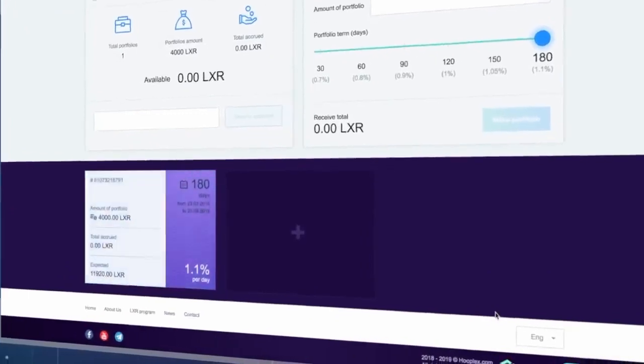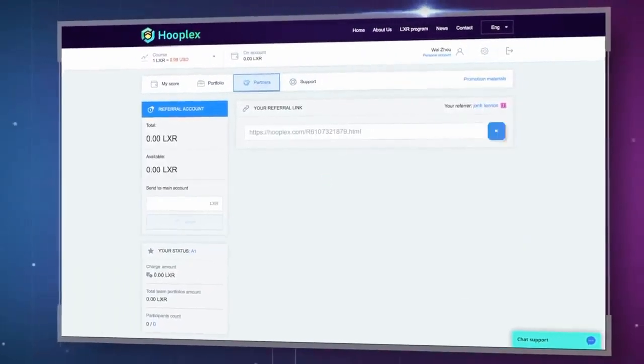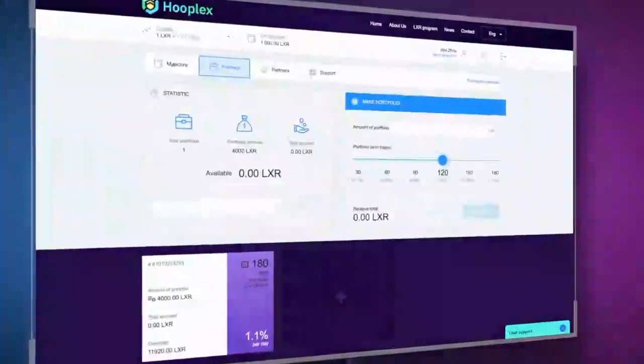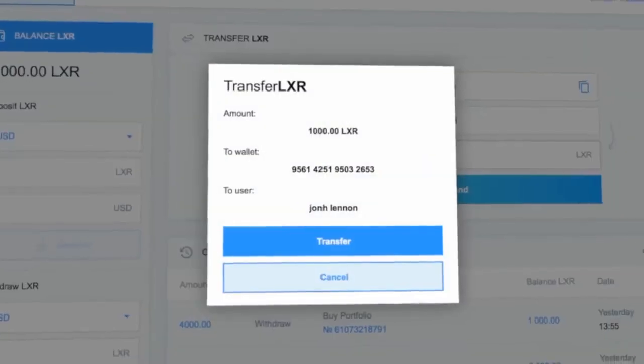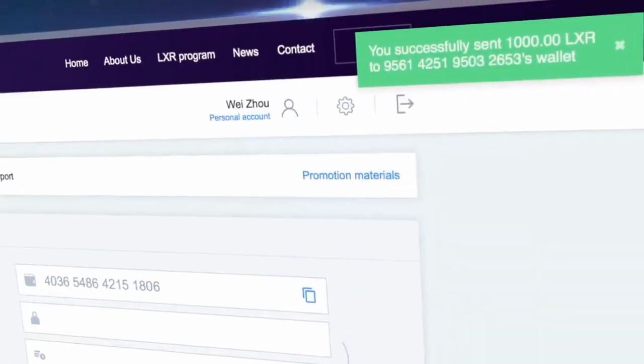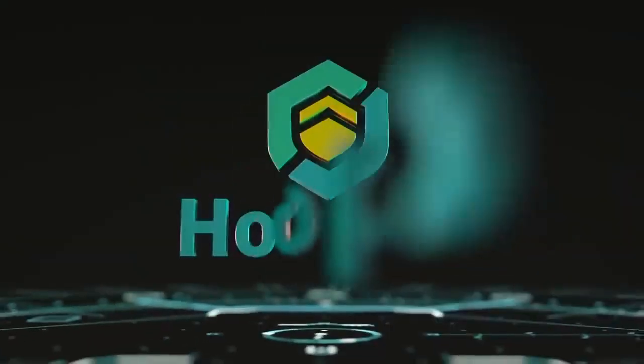You can open as many deposits as you would like and take part in our partner program to earn even more LXR. Proceed back to the My Score section in order to transfer coins inside the ecosystem by simply copying your digital wallet address. Become a part of the global Hooplex society now. Hooplex, unlimited freedom.